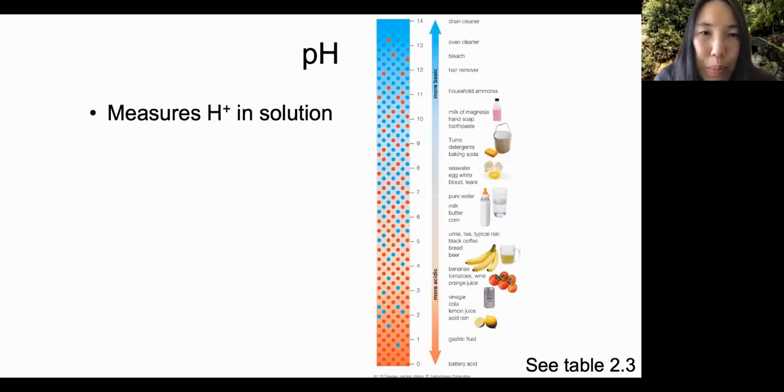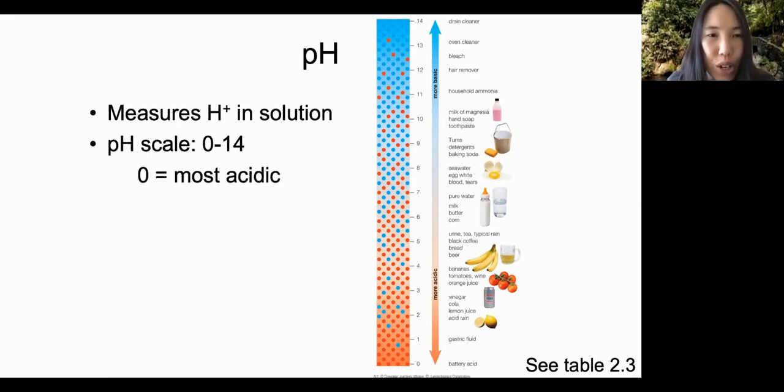Now, let's look at the pH scale. pH can stand for power of hydrogen. So it measures the amount of hydrogen ions or protons in a solution. The scale runs from 0 to 14, and you might recall from chemistry, it's a logarithmic scale, meaning it moves in powers of 10. 0 is the most acidic, 7 is neutral, such as pure water, and 14 is the most basic.